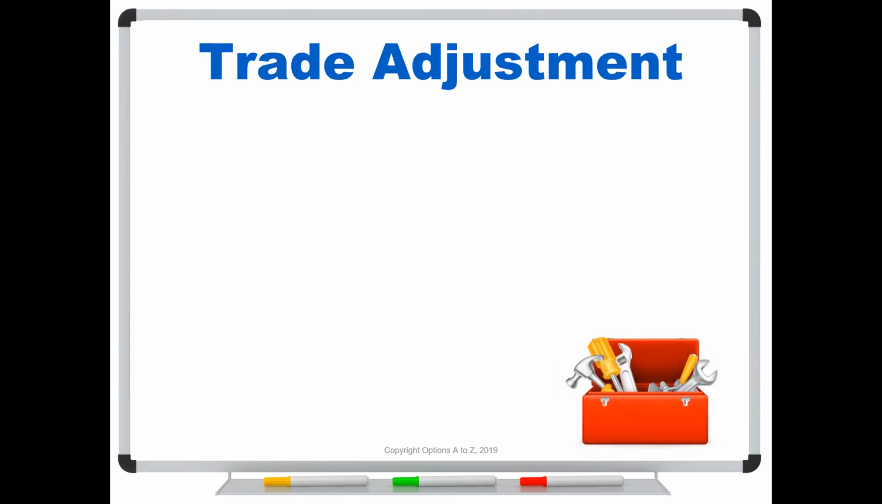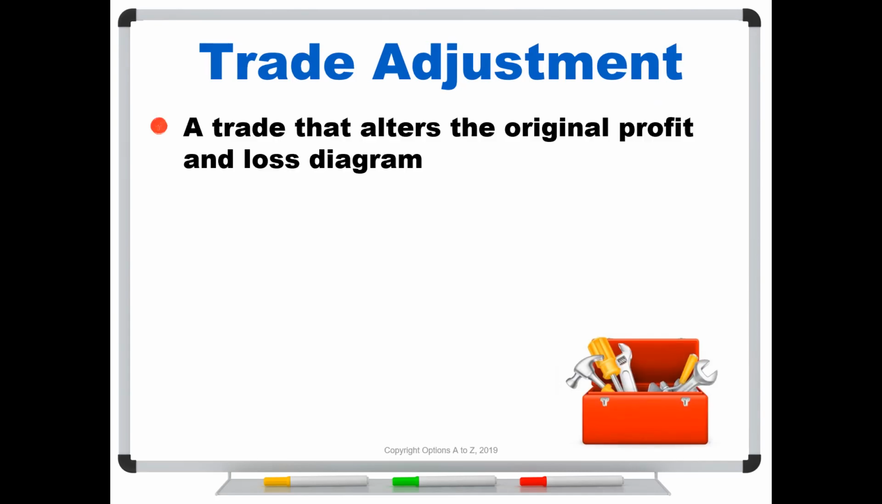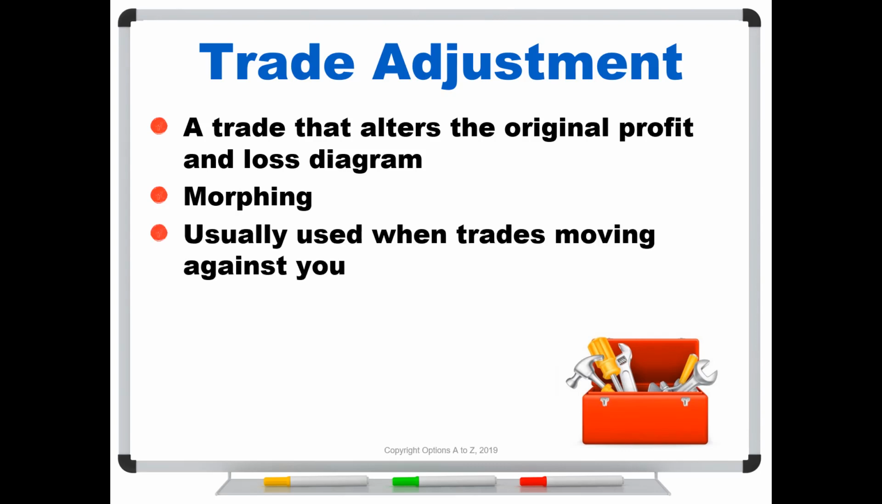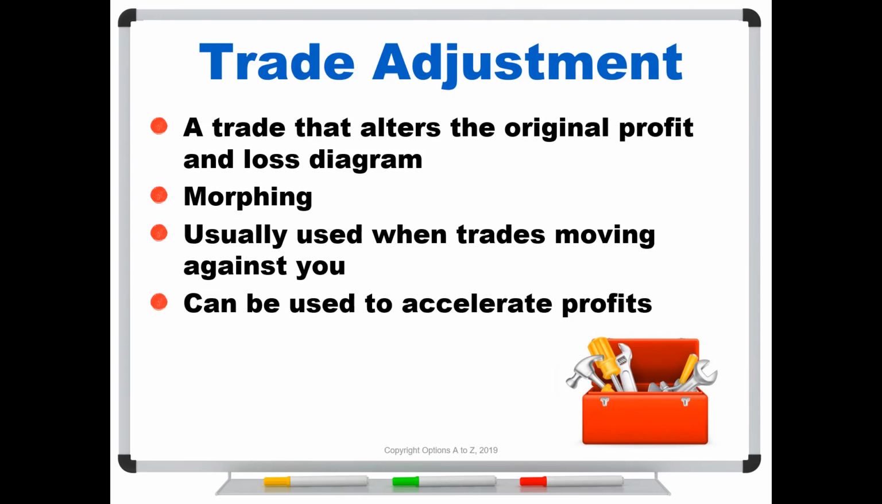As a recap, remember what a trade adjustment is. It's any trade that alters the original profit and loss diagram. Sometimes you'll hear it called morphing because it physically changes the shape of that P&L chart, and you'll see some examples in just a moment. Now, trade adjustments are usually used when trades are moving against you, and that's what I showed in the last video. But now I want to show you how they can be used to accelerate profits.